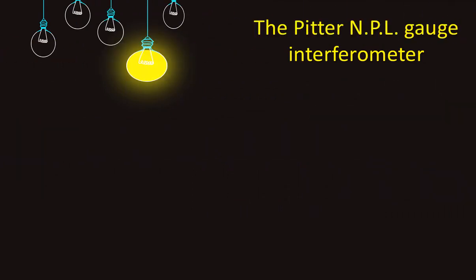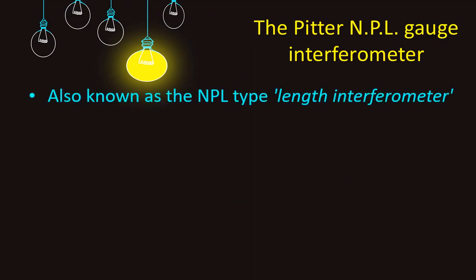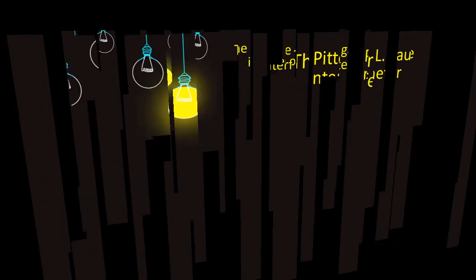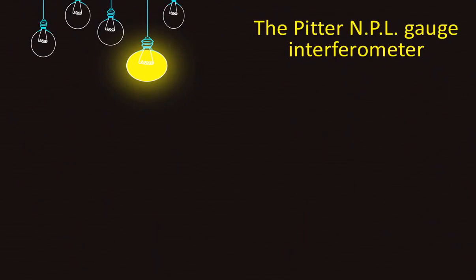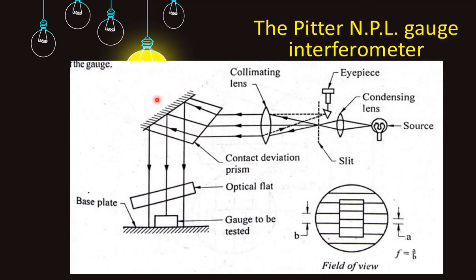The next device is the Peter NPL gauge interferometer. It is also known as the NPL type length interferometer because it is used for determining the actual dimension or absolute length of the gauges. Now let us check the figure of the Peter NPL gauge interferometer. Okay, this is the figure of the Peter NPL gauge interferometer. It shows the schematic arrangement.